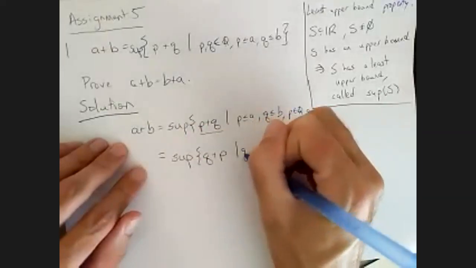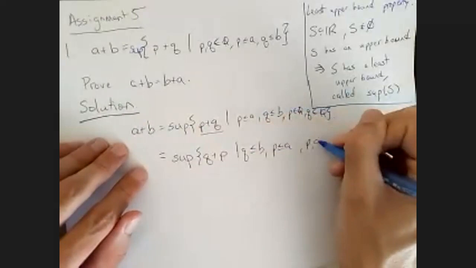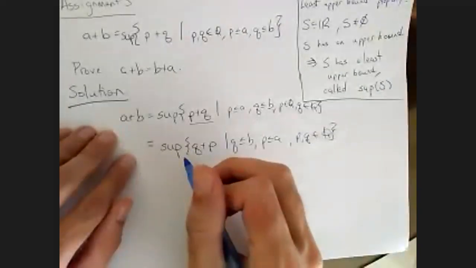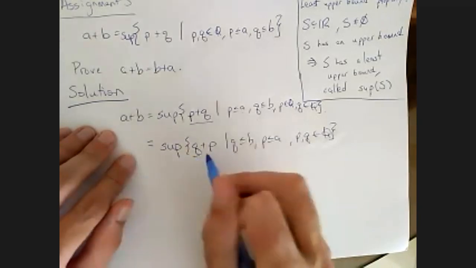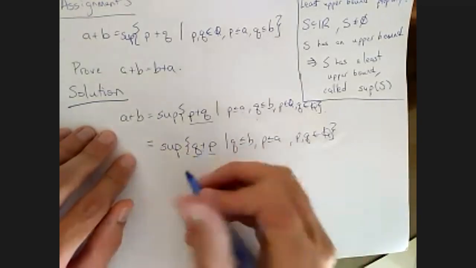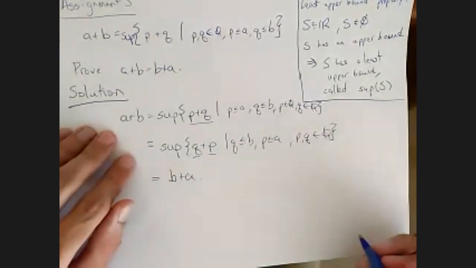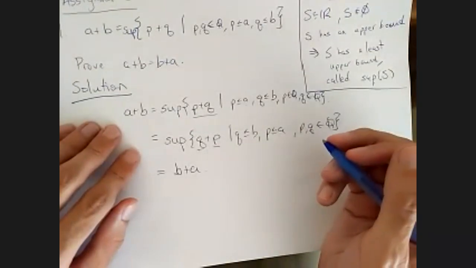Such that Q is less than or equal to B, P is less than or equal to A, and P and Q are rational. And notice, this is just a definition, the least upper bound of things less than B plus things less than A. In other words, this is just the definition of B plus A. Okay. So that's all I'm looking for in question one.